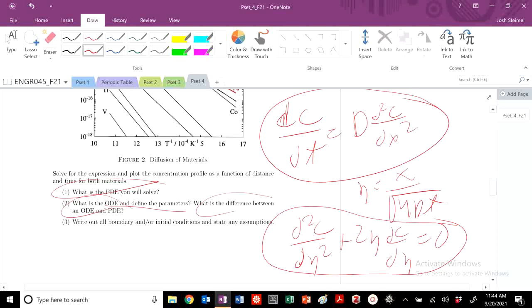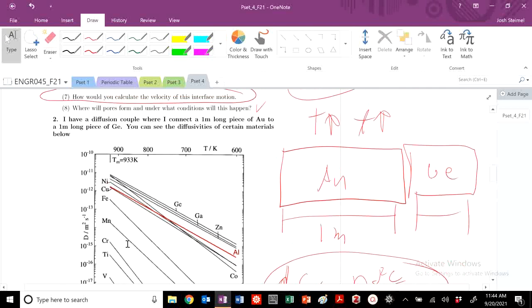So now I need my boundary conditions. If I'm looking at gold, I'm going to say that this right here is my x equals 0. This is x equals minus infinity. How do I make the semi-infinite assumption? Well, I'm going to assume that the length of my material that is diffusing through is greater than 10 square root Dt. As long as that condition holds, I can make my semi-infinite approximation.